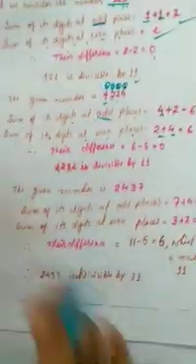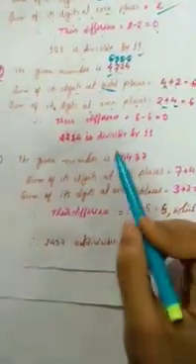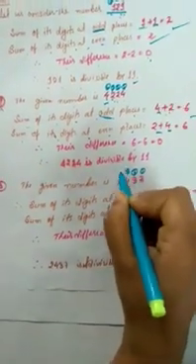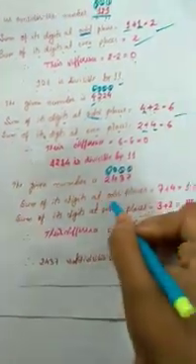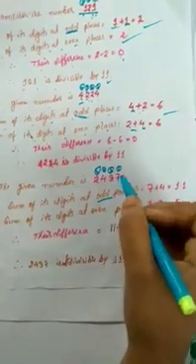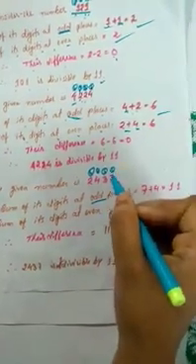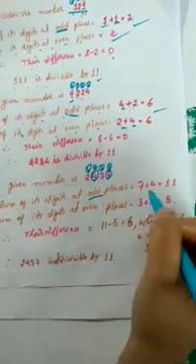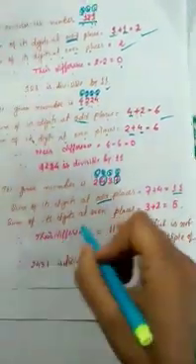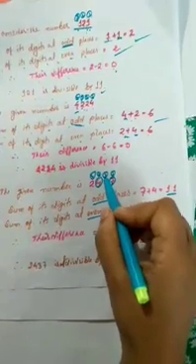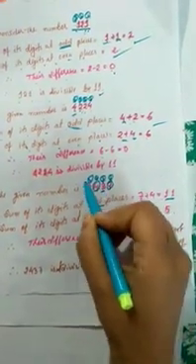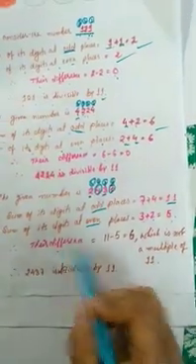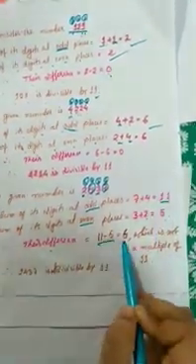In the same way we have done one more, you can see this 2437: ones, second, third, fourth. We have to find the odd places digit sum: the ones place is 7, plus the third place is 4, so 7 plus 4 gives 11. Now the sum of even places: the second place is 3, and the fourth place is 2, so 3 plus 2 is 5. The difference will be 11 minus 5, which is 6.